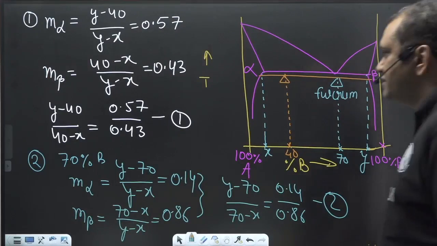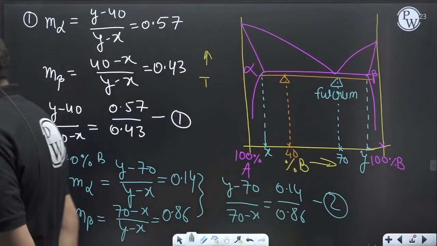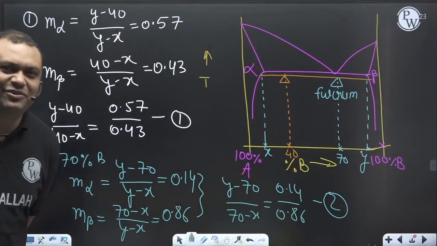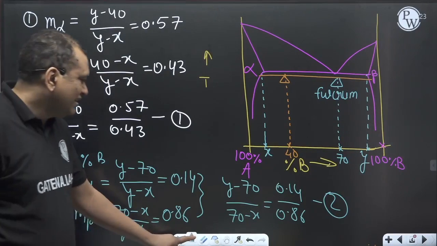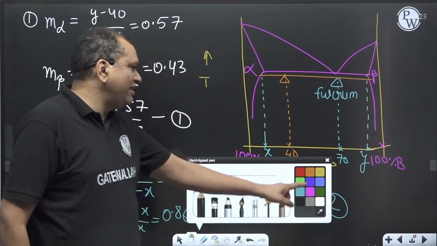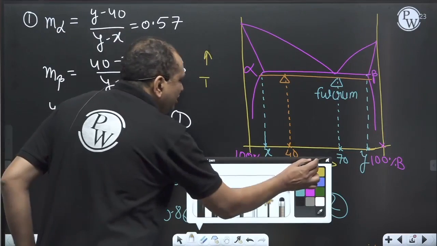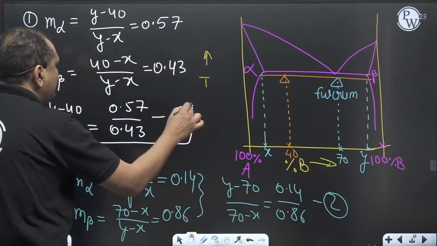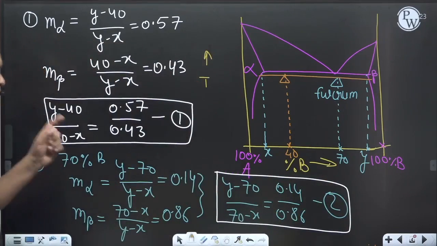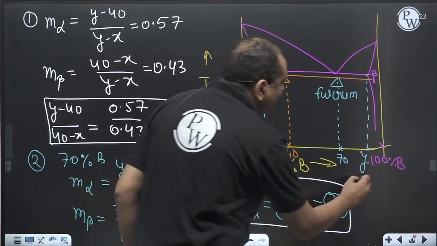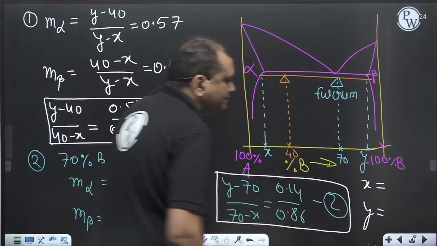So two equations, two unknowns. Suppose if it is a live class, I will give you 1 or 2 minutes so that you can solve and find out the values of x and y. But because it's a recording, I will wait for less time. There are two equations, the first equation and the second equation. Two equations, two unknowns. Find out the values of x and y.